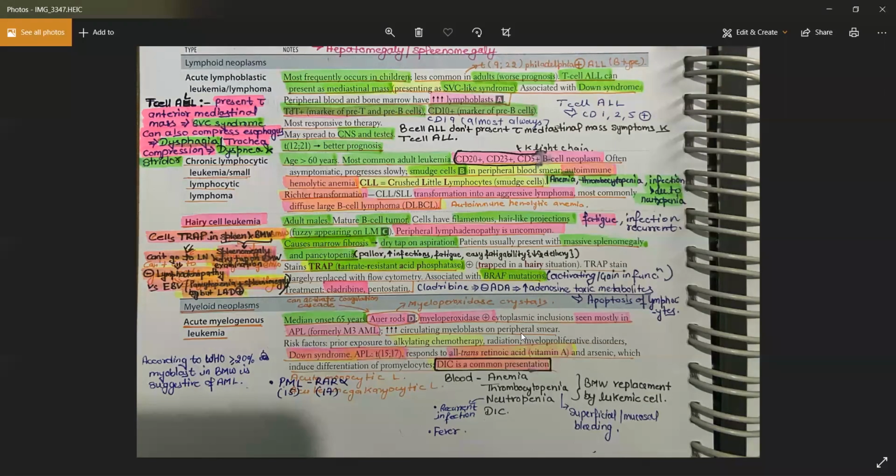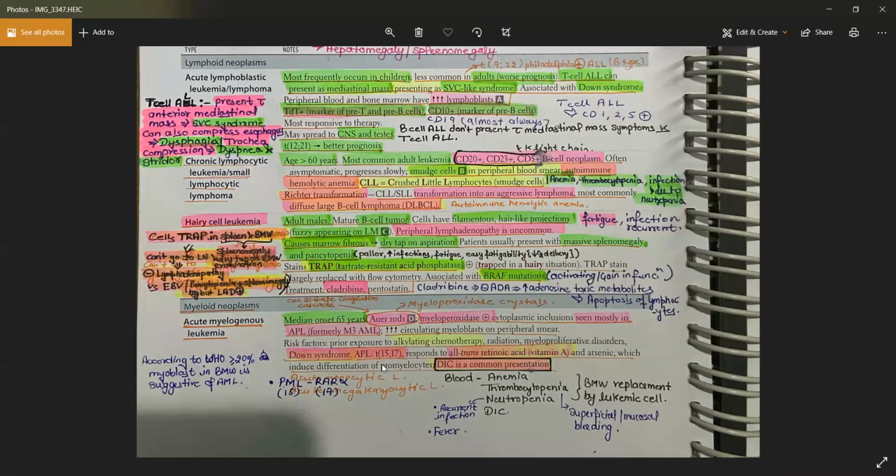In case of acute myelogenous leukemia, what's going to happen? You will have a translocation between chromosomes 15 and 17. In this case, you will be having a translocation of the PML and the RAR alpha. RAR is for the retinoic acid receptor, and PML is for the promyelocytic leukemia. So you will be having a translocation of the promyelocytic leukemia gene, which is on chromosome 15, and the retinoic acid receptor alpha gene on chromosome number 17, right?